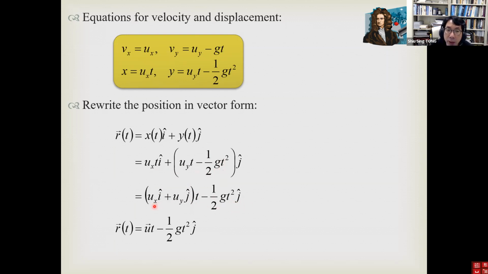Now we immediately realize the term uxi plus uyj is just the initial velocity u, because the x component of the initial velocity is ux and the y component is uy. If you add up the components with their unit vectors, they just give you the initial velocity. So I have the initial velocity multiplied by t, minus half gt squared, and the last term is in the direction of minus j. That describes the motion of the bullet. The motion of the bullet is described by this equation.